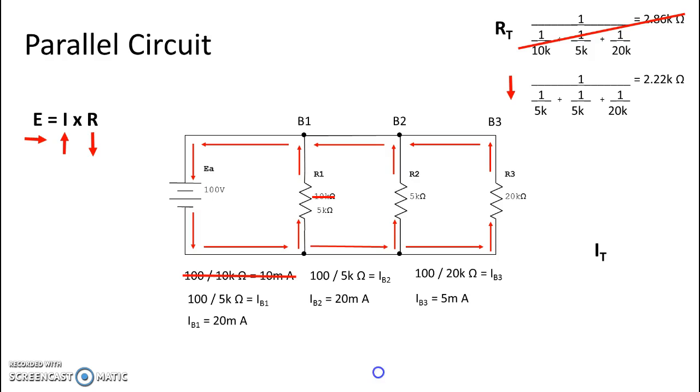Now we look at total current. That was our original total current with our 10 milliamps, 20 milliamps and our 5 milliamps equaling 35 milliamps. Well, now of course we have a much larger current through branch 1 because we know that current and resistance are inversely proportional. So when resistance in the branch went down, current in the branch went up, which makes our total current, of course, much higher. It's 45 milliamps now, which is 20 milli plus 20 milli plus 5 milli.